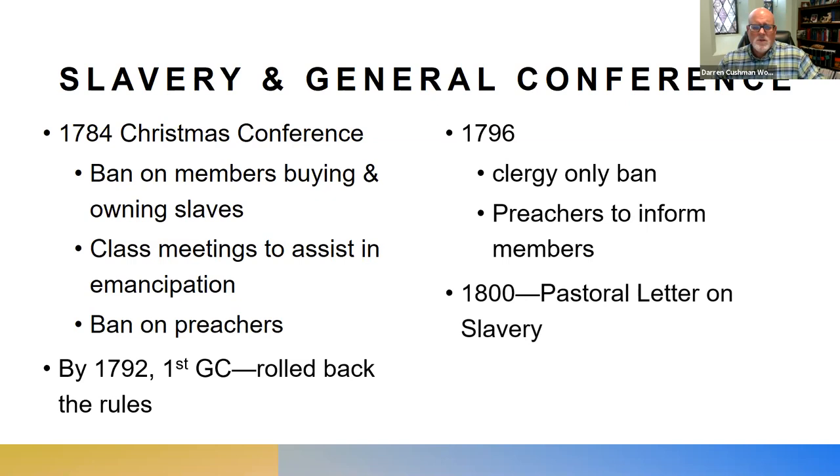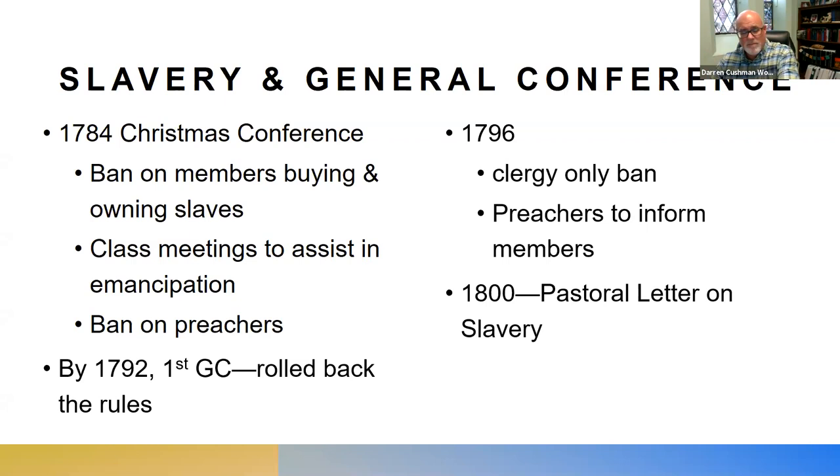In terms of the Book of Discipline, by the Book of Discipline of 1800, it has simply been boiled down to a pastoral letter on slavery from the bishops. So again, what you've got is a stance on a social issue, but really no teeth behind it, and an ethical double standard: one standard for members, another standard for clergy.